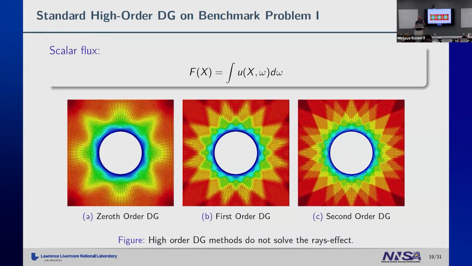First I want to show you what happens if you don't do the change of coordinates, showing you that the polynomial order doesn't fix anything. Here you have order 0, first order, and second order DG, and you can see very strong ray effects. What I'm plotting here is the scalar flux. We take our density of particles and we integrate over the angle to have those 2D plots, right? These are nice plots, this looks beautiful, but this is not what we want at all.